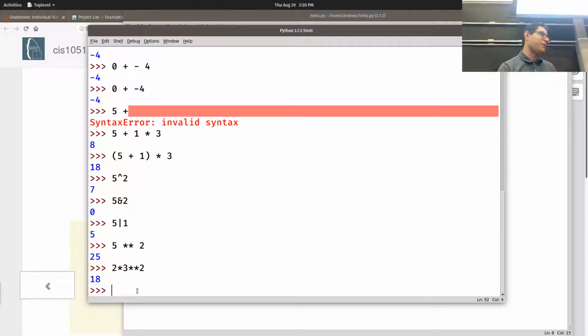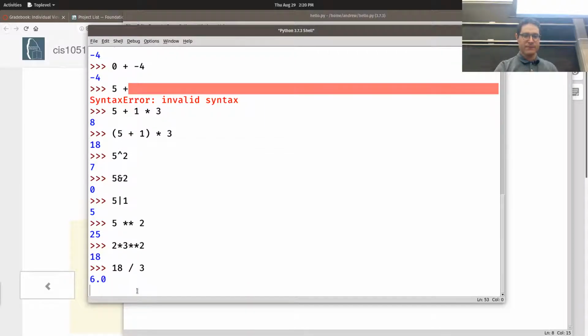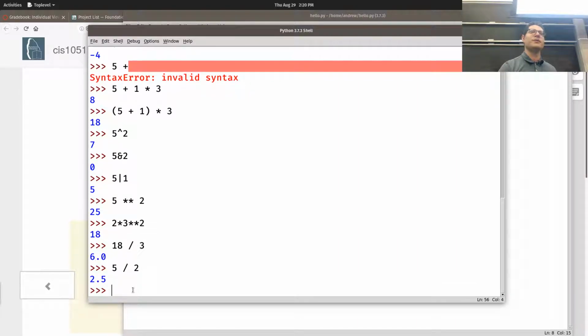Fortunately, if this was Java, we'd be running into our first headache here, because division wouldn't work the way you'd expect it to in Java. In Python 3, however, because of a top level decision, we want division to be intuitive, right? So let's go ahead and see 18 divided by 3. That's going to give me 6.0. Not 6, but 6.0. That's interesting. Okay. Let's go ahead and try 5 divided by 2. That gives me 2.5. Completely expected there.